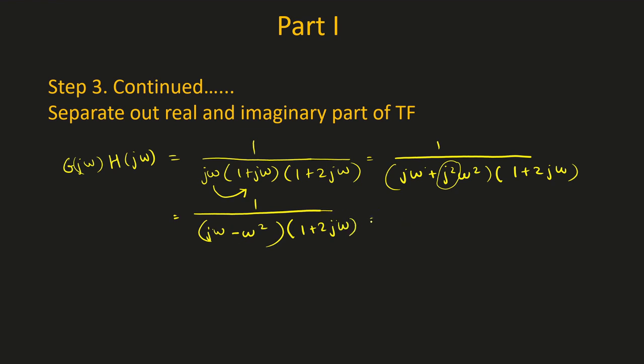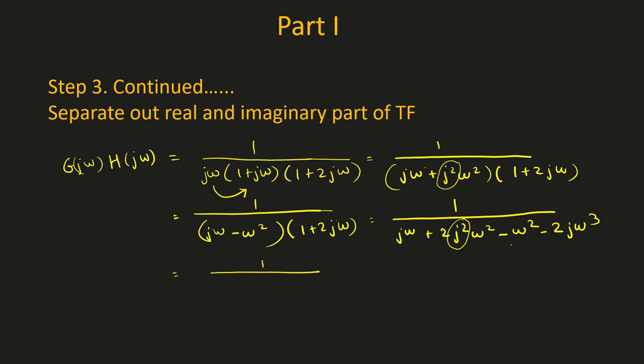Multiplying this bracket inside, we will get 1 upon j omega plus 2 times j square omega square minus omega square minus 2j omega cube. Again we know j square is equal to minus 1, so I can put minus 1 here. So this term will become minus 2 times omega square, and minus 2 times omega square minus omega square is equal to minus 3 times omega square. So 1 upon j omega minus 3 times omega square minus 2 times j omega cube.